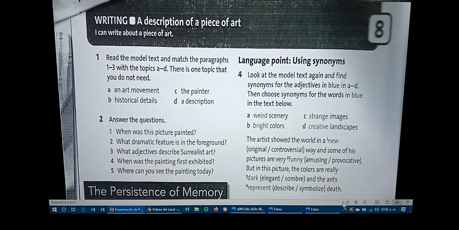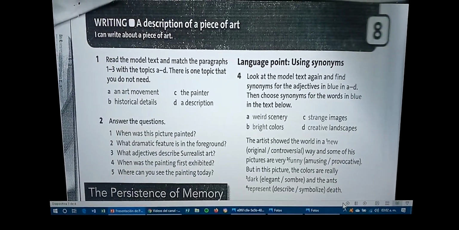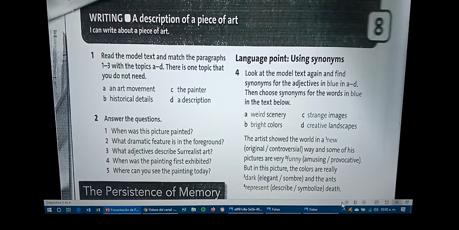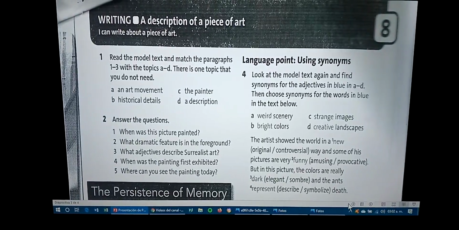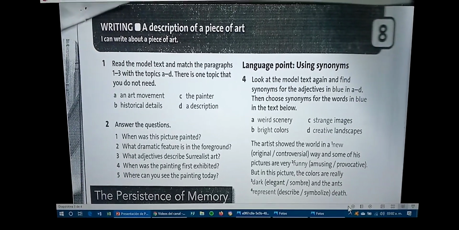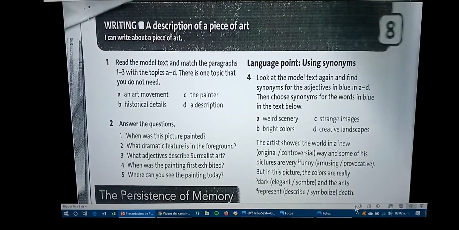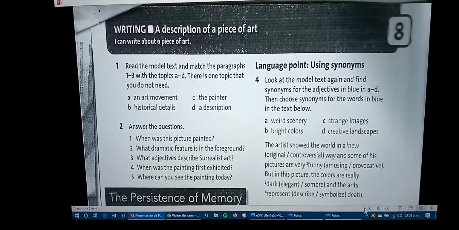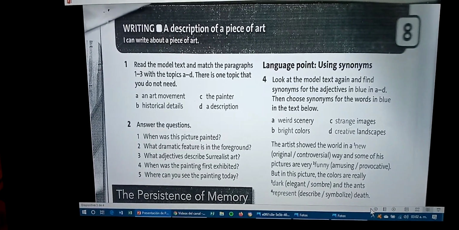A. An art movement. Repeat, an art movement. B. Historic details. B. Historic details. C. The painter. C. The painter. D. A description. D. Description. Okay, let's see number 2.